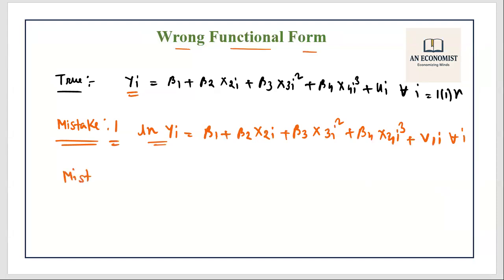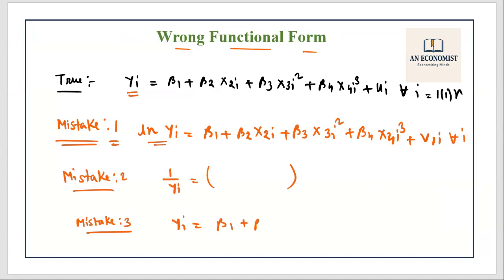Or you can do another mistake like this. Suppose you write 1 upon yi as the left hand side. Right hand side remains the same. Or you can make any mistake on the right hand side as well. Suppose this is yi, this is fine. But instead of say x2i, you write 1 upon x2i. Instead of x3i square, suppose you write root over x3i and the rest of the things remain the same. Right? This is also a kind of mistake that you will commit, right?